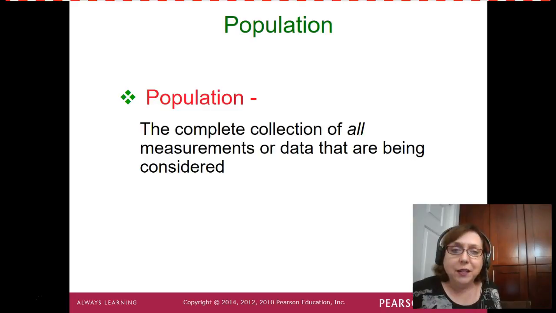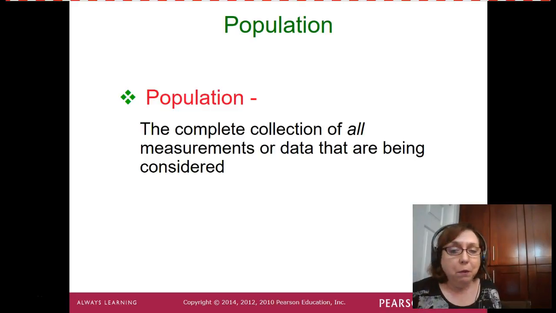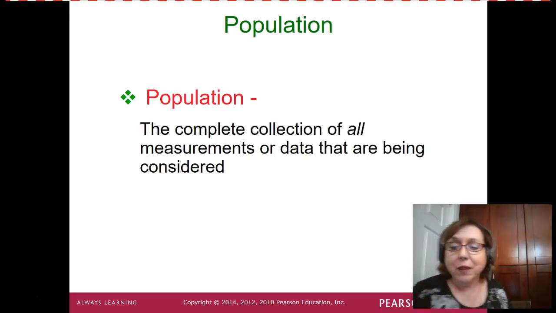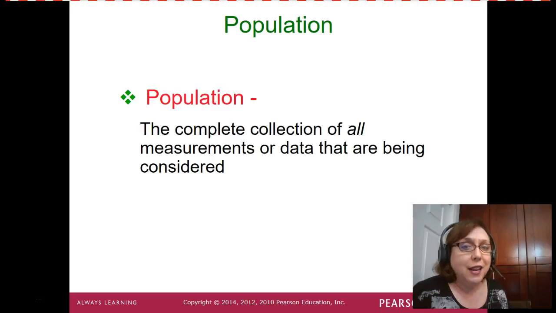Again, we generate statistics based on data samples that are taken from populations. The population is the collection, as it says, of all measurements that are being considered. A population could be the population of the world. It could be the population of Citrus College students. It could be the population of a city like Glendora. It just depends on what your context is.